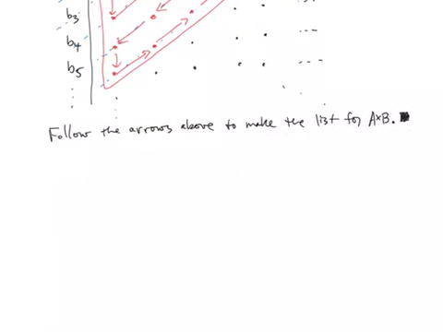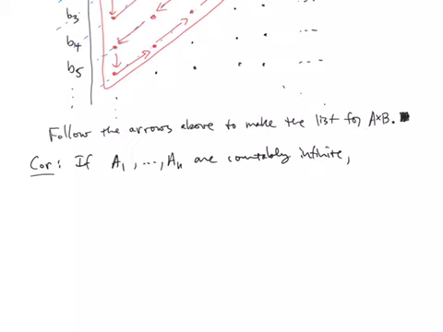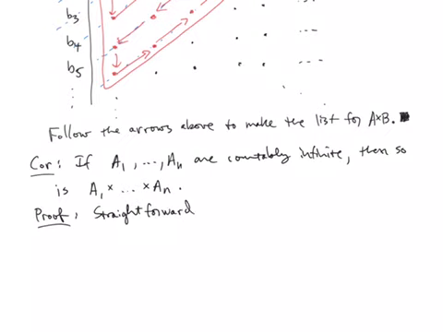And then the corollary is that if A1 through AN are countably infinite, then so is A1 times ... AN. And the proof is just straightforward induction. I'm not even going to do it. It would be a good exercise for you, so I'll just assign it as an exercise for you to do at home. So straightforward induction.